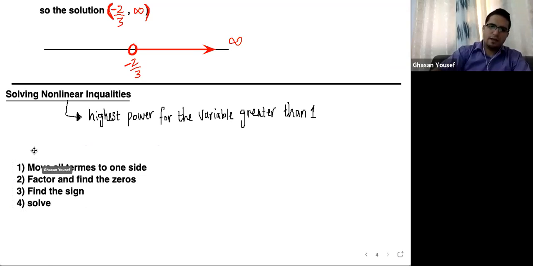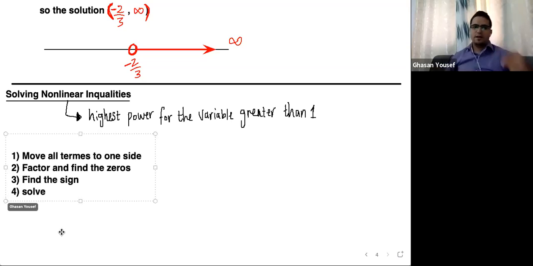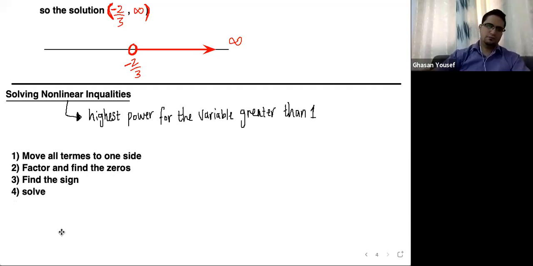The steps we have to follow to solve a nonlinear inequality: move all terms to one side, factor and find the zeros, find the sign, and then the last one is solve.